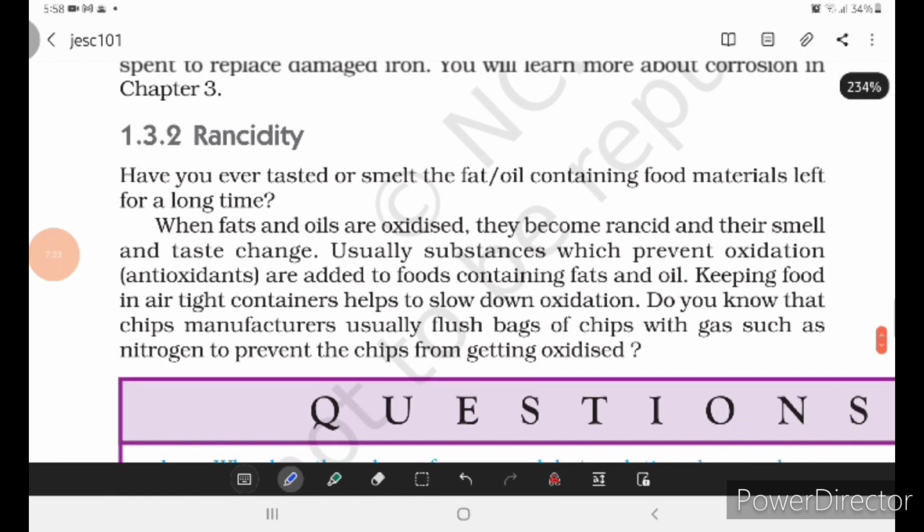Now let's talk about rancidity. Have you ever tasted or smelt fat or oil containing food materials left for a long time? Obviously, we won't touch this type of items or have them as a snack, but I'm just asking. When fats and oils are oxidized, they become rancid and their smell and taste also change.